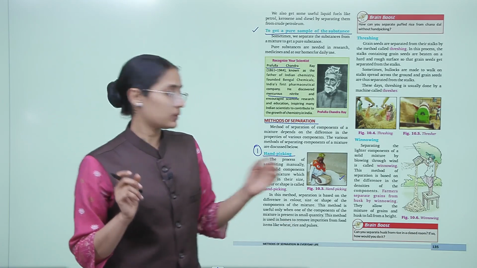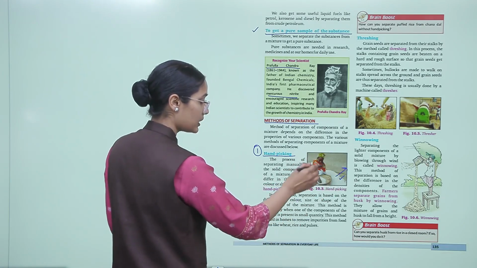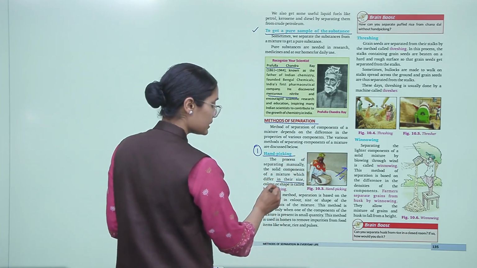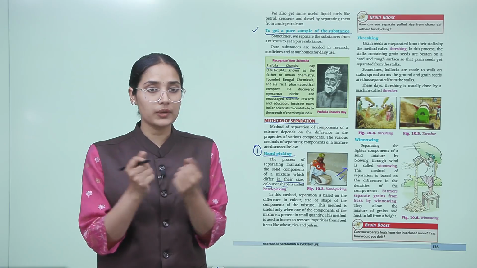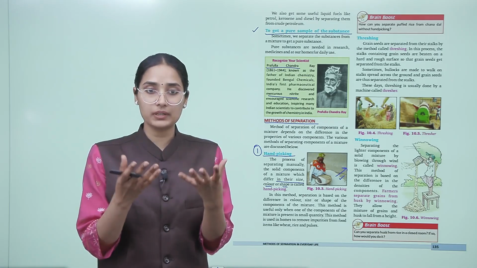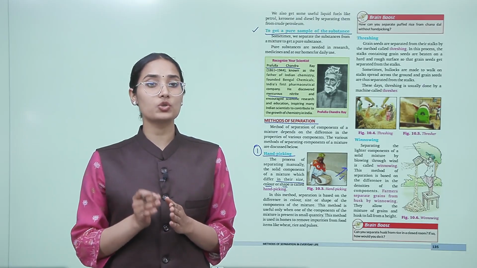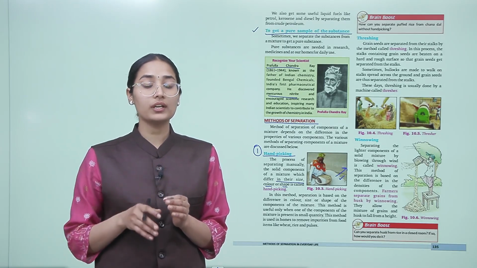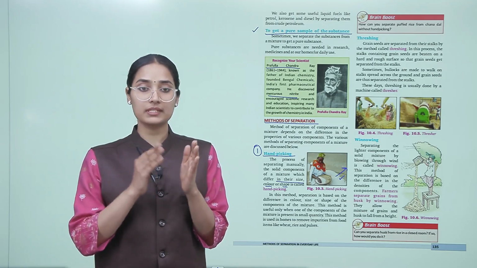Now the main thing here is that the components removed from the sack, from the grains, differ in their size, color or shape, okay? So these are things that can be seen easily. In this method, separation is based on the difference in physical properties like the color, size or shape of the components of the mixture. So this method is useful only when one of the components of the mixture is present in small quantity.